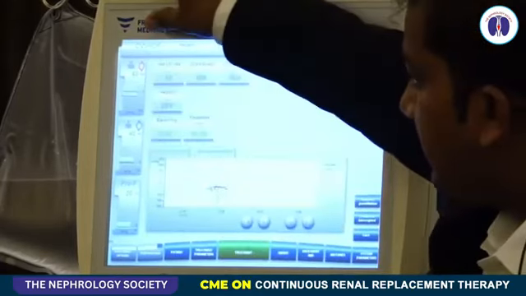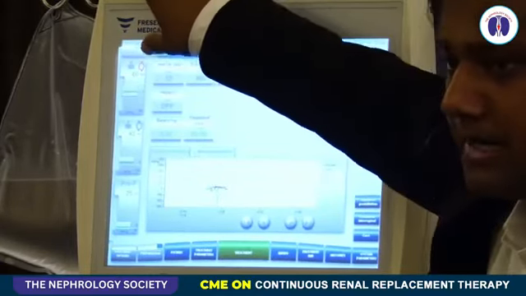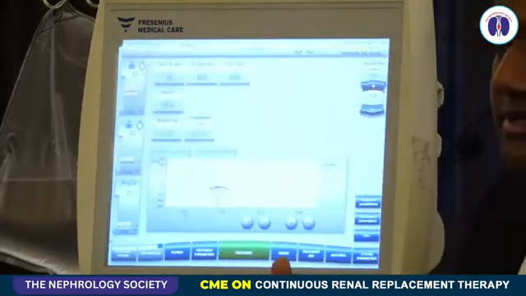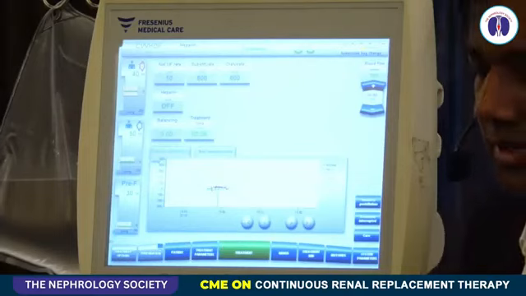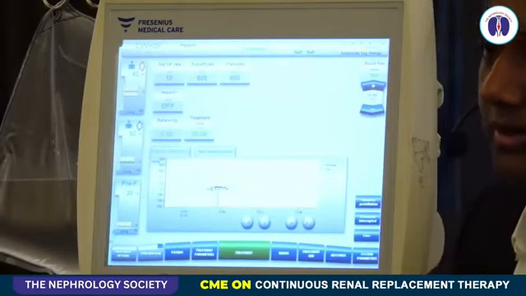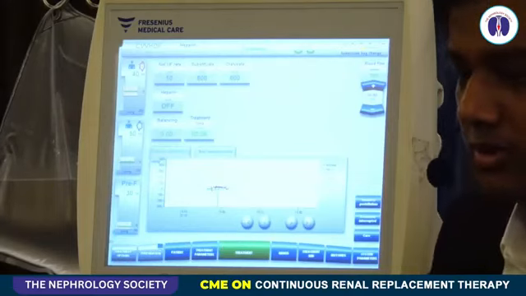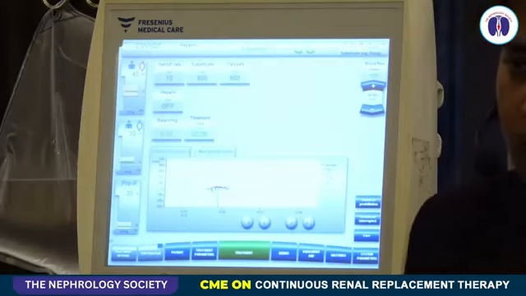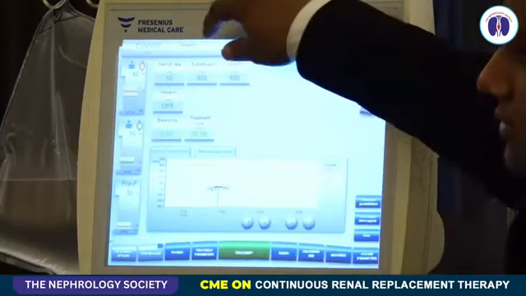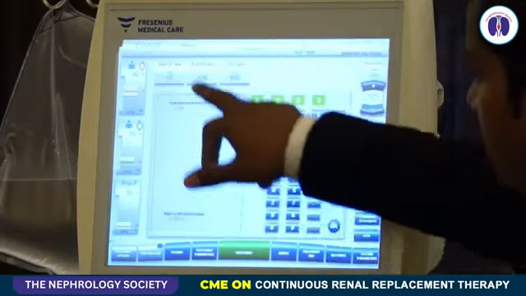Let's say we started with CVVHDF pre-dilution on day 1. On day 2, we assume we do not require substitute now, because we want more gaseous correction, metabolic correction, and urea and creatinine to be removed. So we do not require a substitute, and we can switch off the substitute.